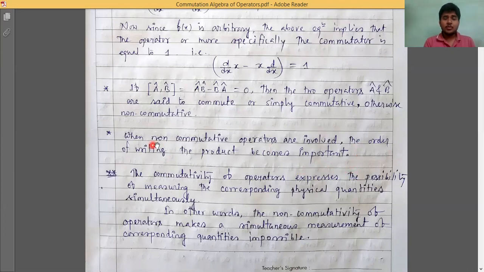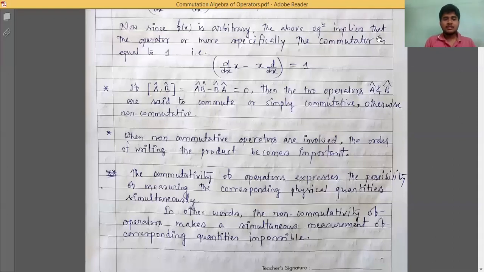Here also, when non-commutative operations are involved, that means whenever we have the commutator a comma b equal to a non-zero quantity, the order of writing becomes very important. You cannot write a comma b equals b comma a, but if they commute, you can write a comma b equals b comma a. We will see that this property holds good whenever we discuss the different algebraic operations.